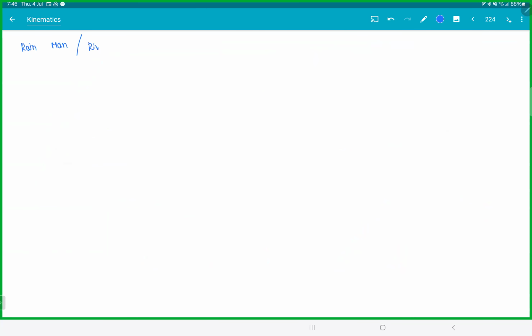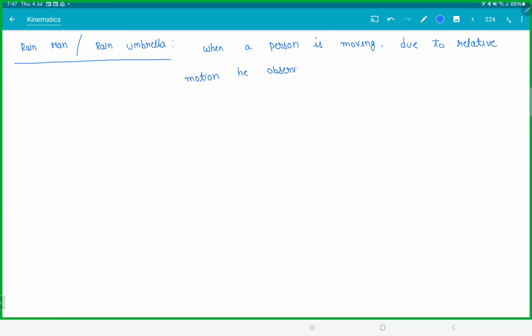So Rainman or rain umbrella problems. So the idea here is, when a person is moving, due to relative motion, he observes the rain falls at a different angle.